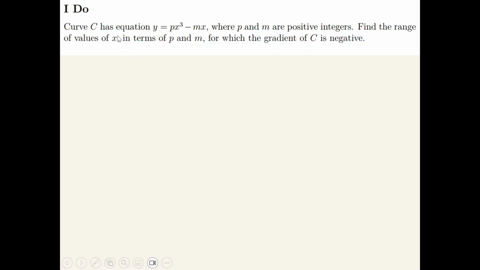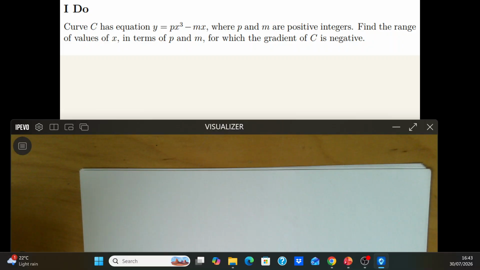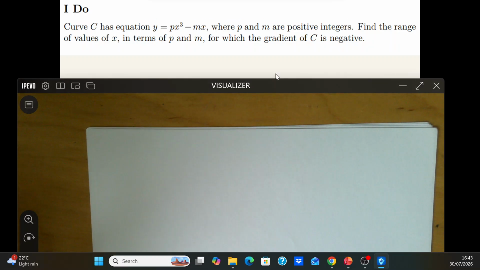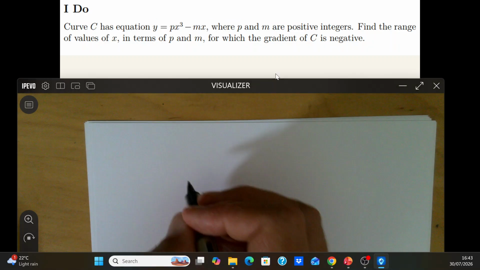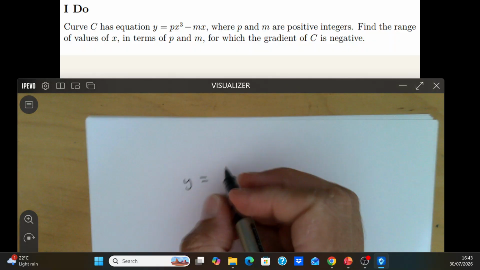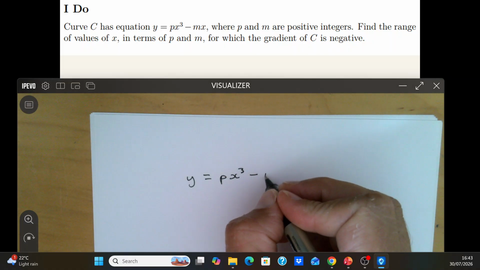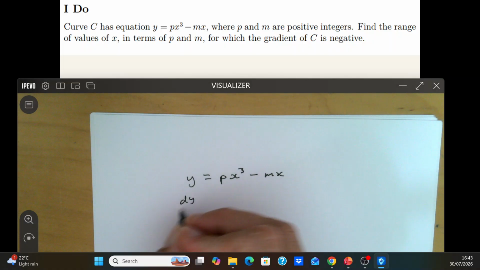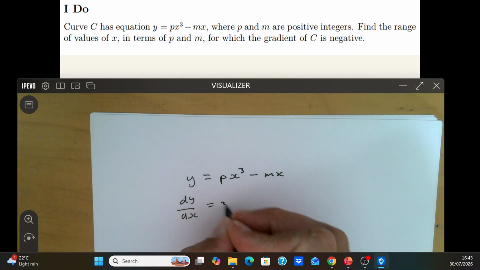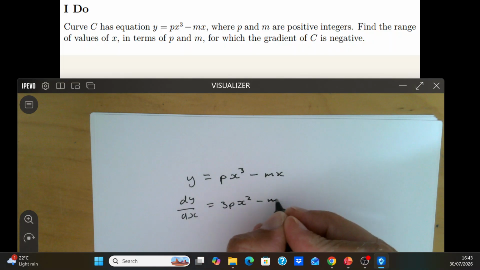Right. So a curve has an equation here where m and p are positive integers. Find the values for which the gradient is negative. So if I've got a curve and I want to find a gradient, I need to differentiate. So I'm going to differentiate that. And it is telling me y equals px cubed minus mx. So differentiate that. dy by dx gives me 3px squared minus m.